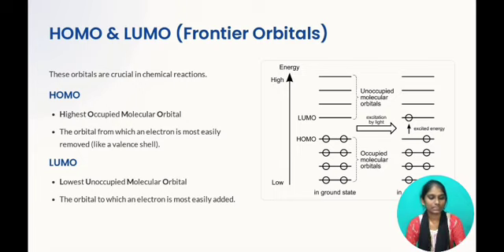and it is paramagnetic in nature due to the presence of unpaired electrons. HOMO and LUMO: highest occupied molecular orbital and lowest unoccupied molecular orbital. These orbitals are crucial in nature. Highest occupied molecular orbital: the orbital from which an electron is most easily removed, like a valence shell. Lowest unoccupied molecular orbital: the orbital to which an electron is most easily added.